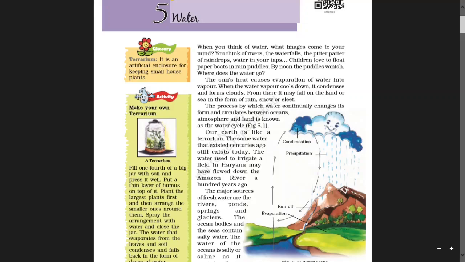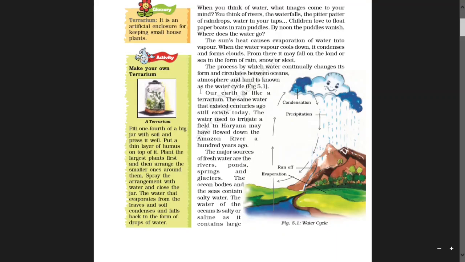The process by which water continually changes its form and circulates between oceans, atmosphere and land is known as the water cycle. The process, you see, by which this water frequently changes its form and moves continuously between oceans, atmosphere, and land is known as the water cycle. Boys, you just tick mark this one. If it asks what is water cycle, you have to answer.